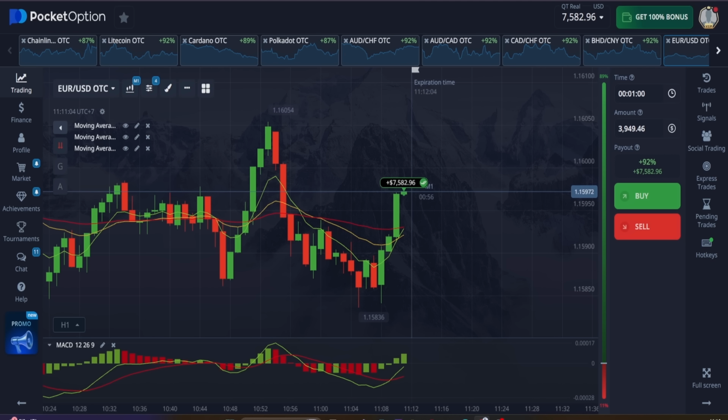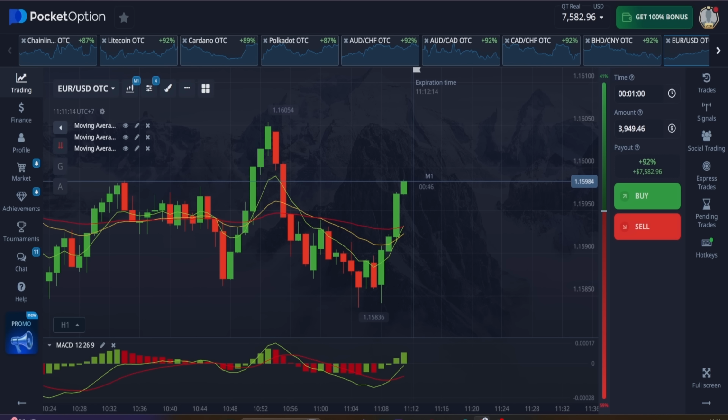That concludes today's trading session. This example clearly demonstrates how the traffic light strategy performs when executed with discipline, patience, and strict adherence to the rules.